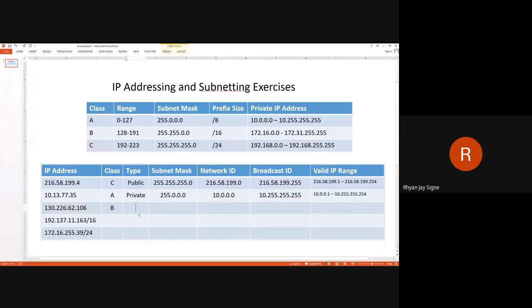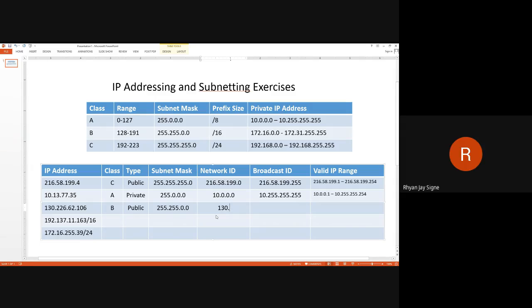Public, so it is public. Its default subnet mask is 255.255.0.0. Okay, very good. To get the network ID, multiply the IP address and the subnet mask. The first octet is 130 times 1, so 130.